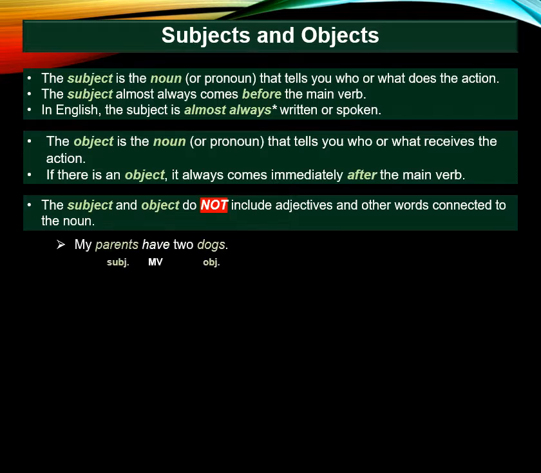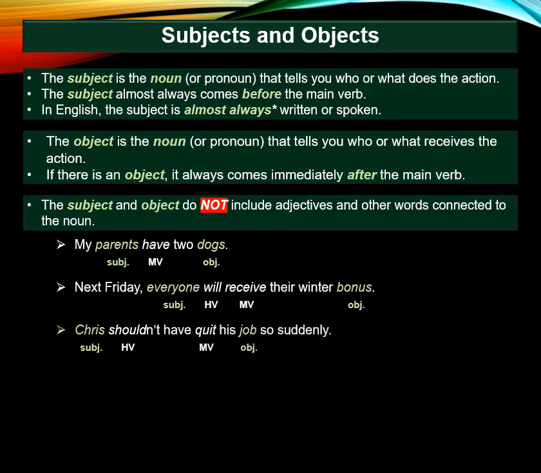For example, my parents have 2 dogs. Parents is the subject. My is not a part of it. And dogs is the object. 2 is not included. Next Friday, everyone will receive their winter bonus. Subject, everyone. Object, bonus. Their winter, nope, not a part of it. Chris shouldn't have quit his job so suddenly. Again, his is not a part of the object.